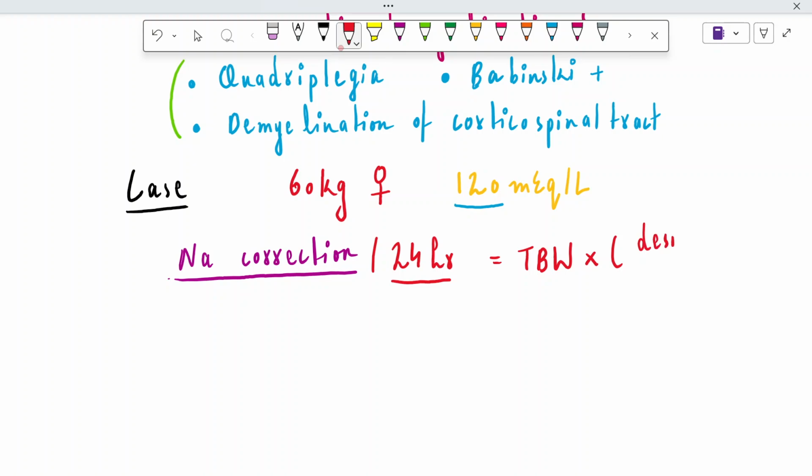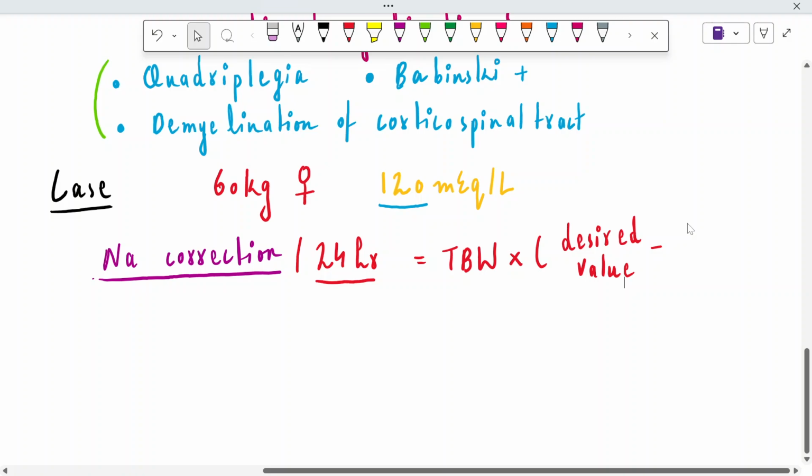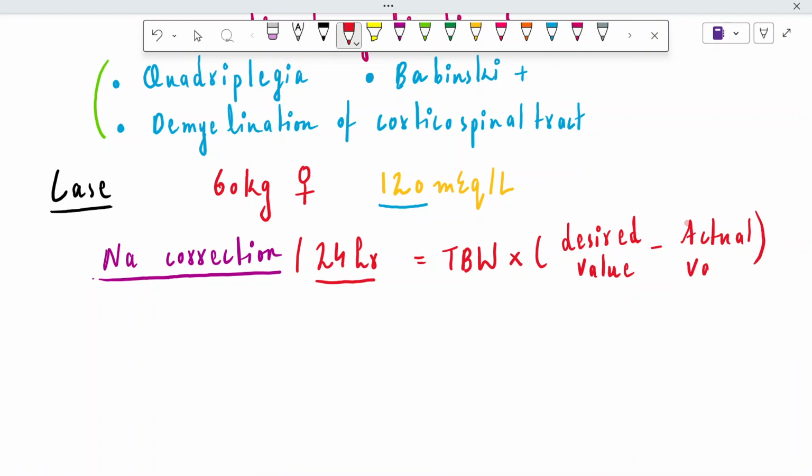What is the desired value? What we are looking for in 24 hours is the desired value, and from the desired value we should minus the actual value of the sodium. What's the actual value? It's 120, right? And what is the desired value? We'll come to it. First we should discuss how to calculate the total body water.